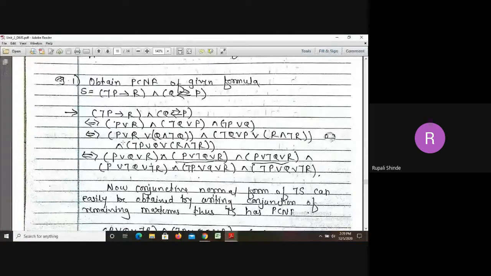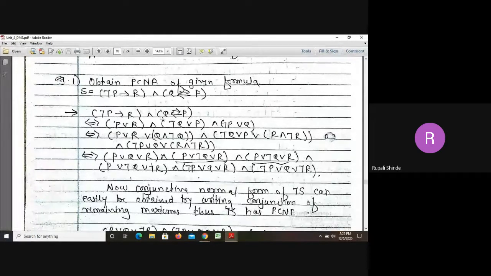R is missing, so again that is added as negation P or Q or R and negation R. So in the next step we have to apply the distributive law as P or Q or R. This is our first term, and P or negation Q or R and P or negation Q or R and P or negation Q or negation R and negation P or Q or R and negation P or Q or negation R. So here we have just applied the distributive law.